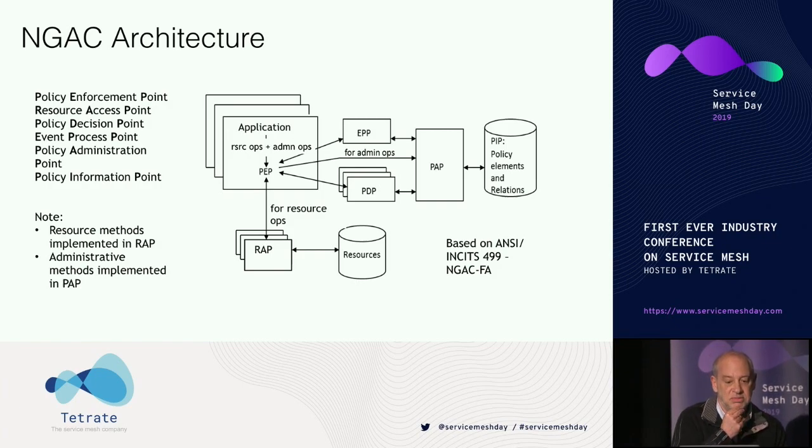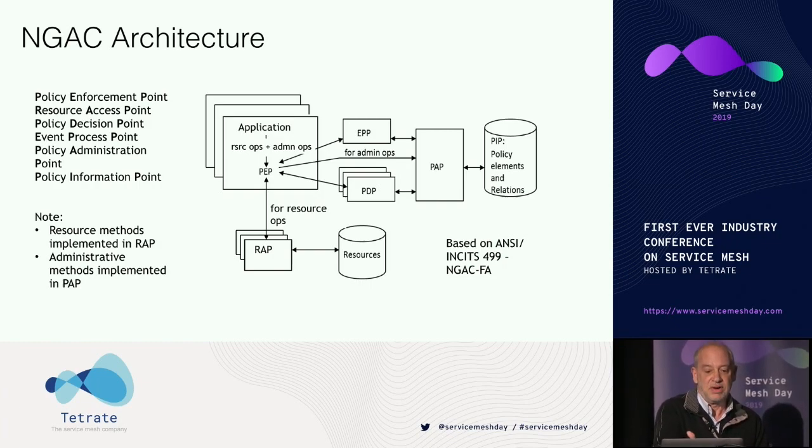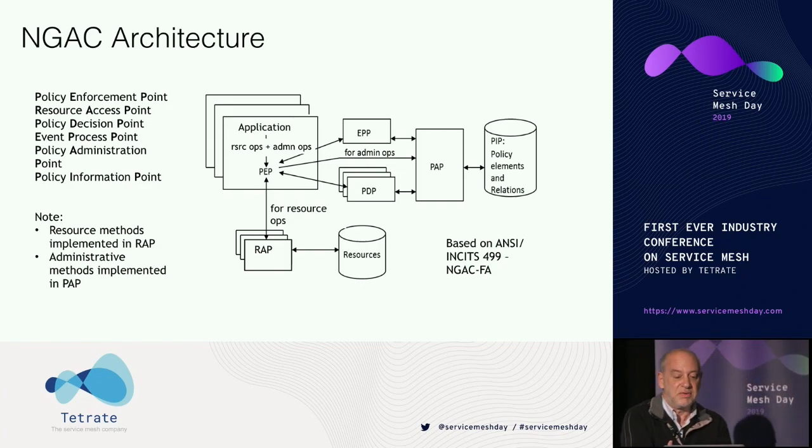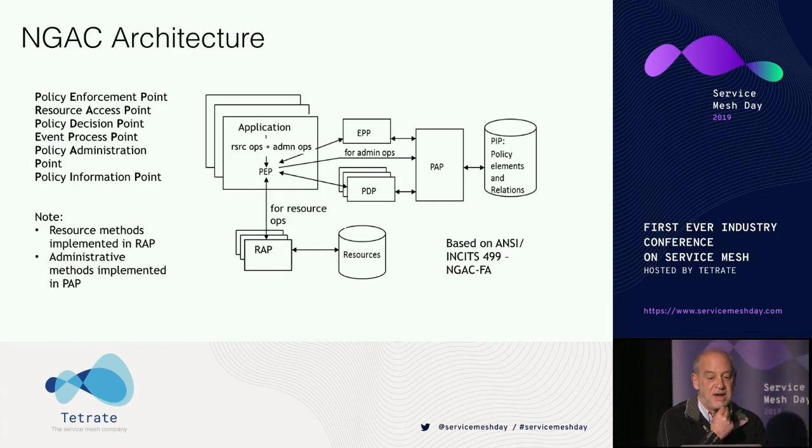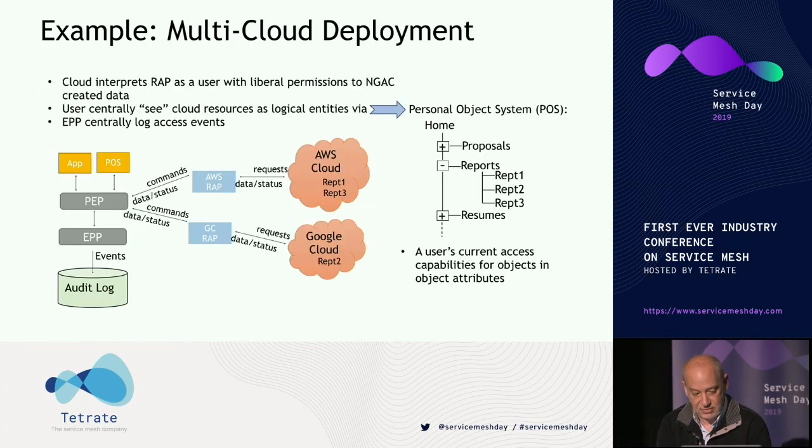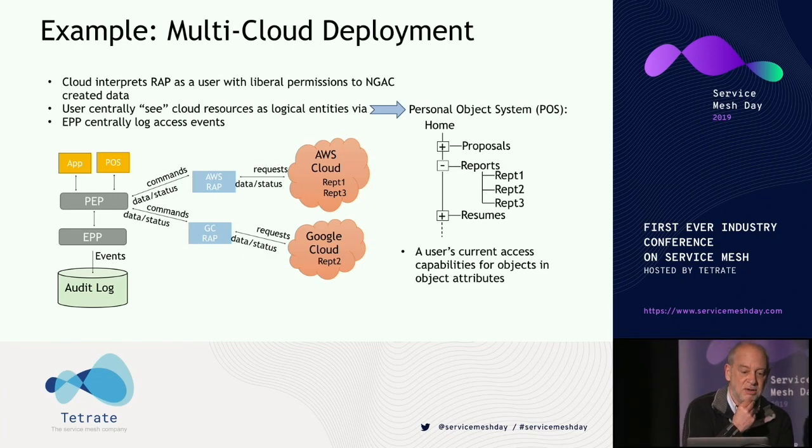Again, I'm going to go through some examples, but the methods for performing operations on resources are implemented in the RAP. The methods for manipulating and retrieving access control data are implemented in the PEP. So it can be deployed in a wide variety of environments. Later, at the end of this talk, Ignasi is going to give you a demonstration of its implementation in a service mesh. This is just one example. So when the request comes to the PEP, we just issue it.